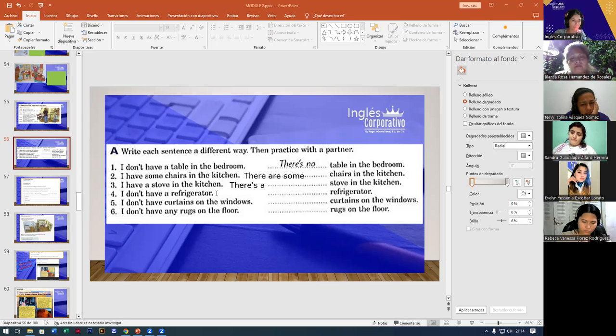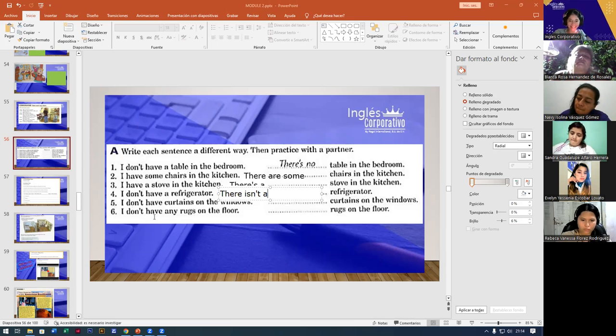There isn't a refrigerator. That's good. That is a form of negative. There isn't a refrigerator. We have another option, right? We can also say there's no refrigerator. Two options are correct. Thank you.